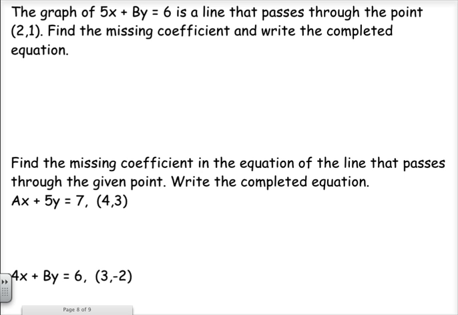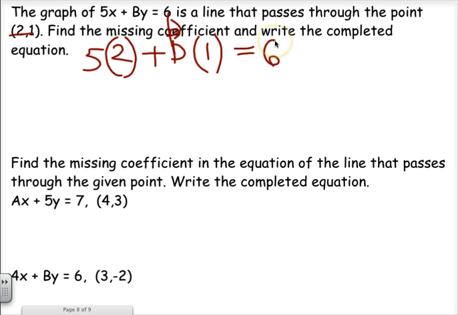So it says here the graph of 5x plus by is equal to 6 is the line that passes through the point 2, 1. Find the missing coefficient, then write the completed equation. So all I'm going to do is take these points and put them into that equation. So it's going to be 5 times 2 plus b times 1 in this case here, is equal to 6.